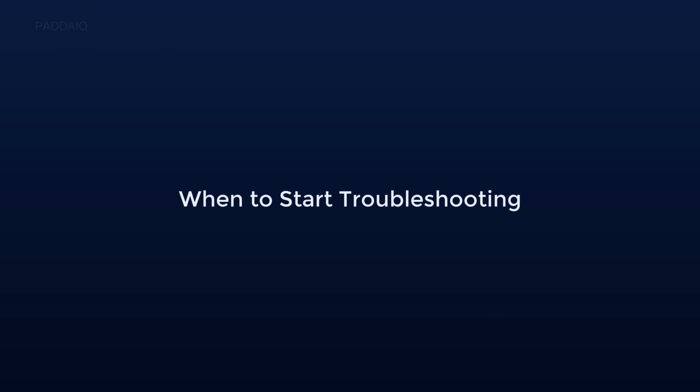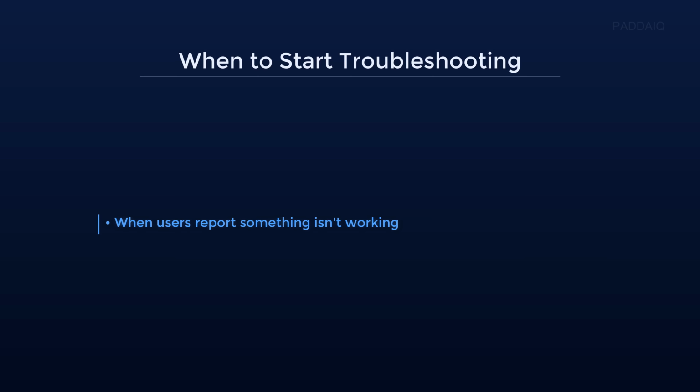Begin troubleshooting at the first sign of system irregularities. When users report something isn't working, this means you begin troubleshooting as soon as people encounter issues. For example, if a team member says they cannot access their cloud application dashboard despite correct login credentials, acting on user reports ensures you address real problems affecting productivity immediately.